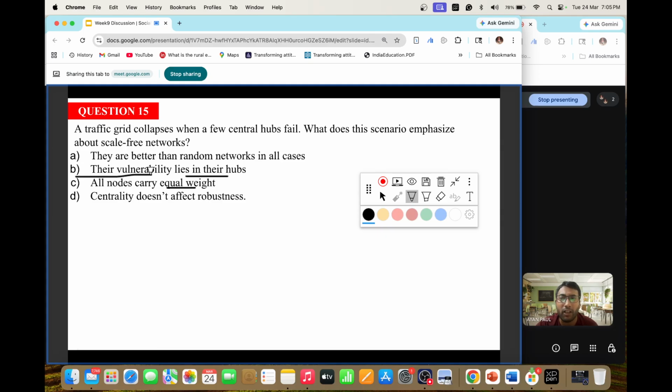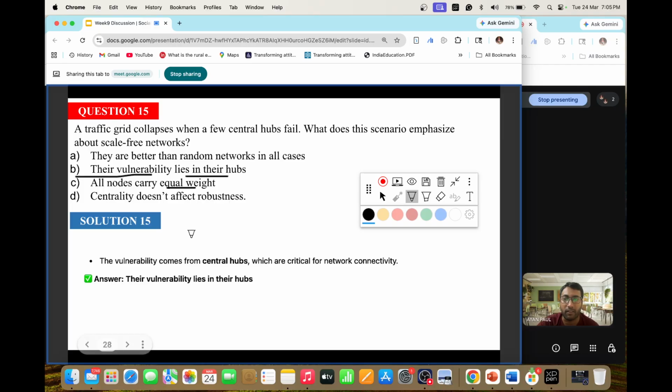The vulnerability of this type of network, or the BA network, sorry, very sorry. Their vulnerability lies in the hubs. So option B is the correct answer. The vulnerability came from the central hubs, which are critical for network connectivity. So option B is the correct answer over here.